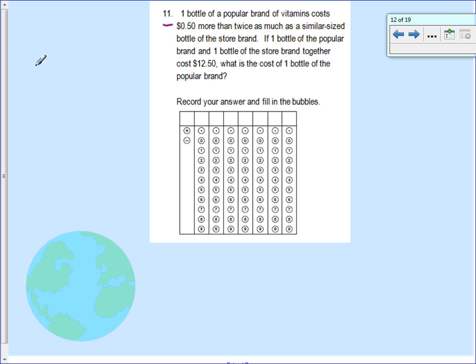Okay, so we solved a system of linear equations. A popular brand of bottle is 50 cents more than twice as much as the similar size store brand. That means P equals 2S plus 50 cents. If one bottle of the popular brand and one bottle of the store brand together cost $12.50, what is the cost of one bottle of the popular brand? So that means P plus S equals $12.50.